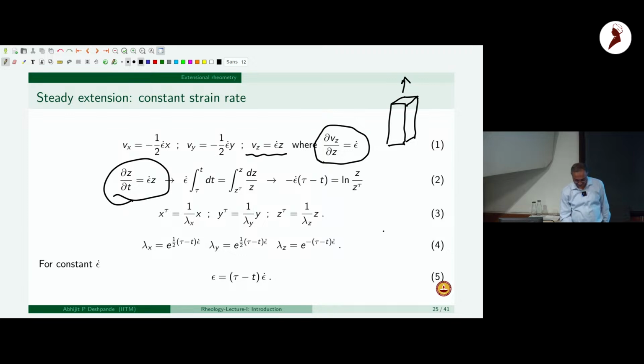And so rather than representing the relative positions of material particles in terms of strains, quite often we represent them in terms of what are called the stretch ratios.